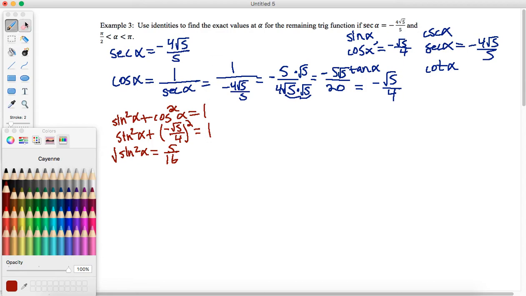That is not an equal there. Haha. I was jumping the gun there. So let's go back. That'll be plus 5 over 16 equals 1.